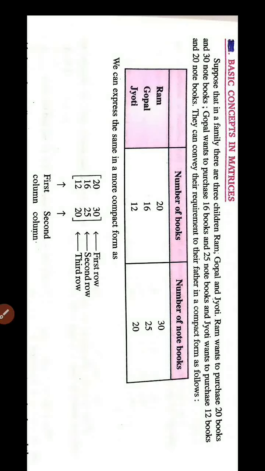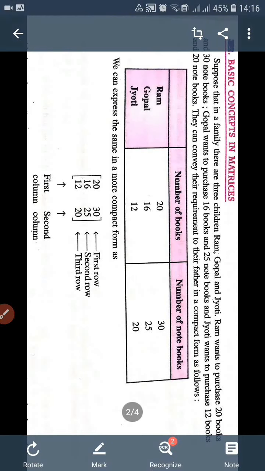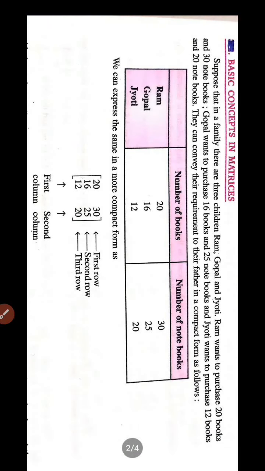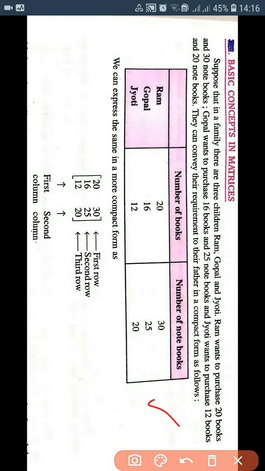Now, before coming to the definitions, we discuss some basic concepts. Suppose that in a family there are three children, Ram, Gopal, and Jyoti. Ram wants to purchase 20 books and 30 notebooks. Gopal wants to purchase 16 books and 25 notebooks. Jyoti wants to purchase 12 books and 20 notebooks. They can convey their requirement to their father in a compact form, as follows.